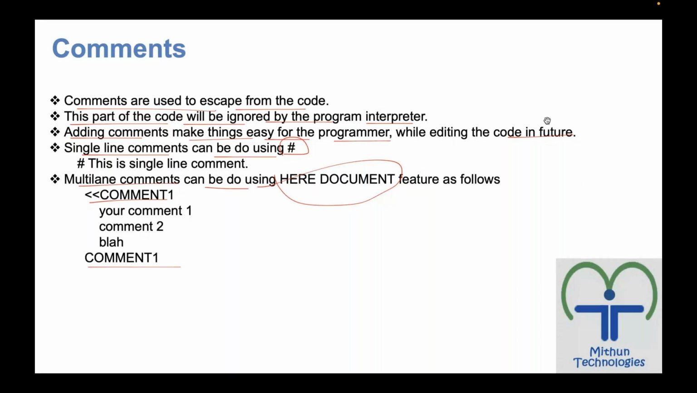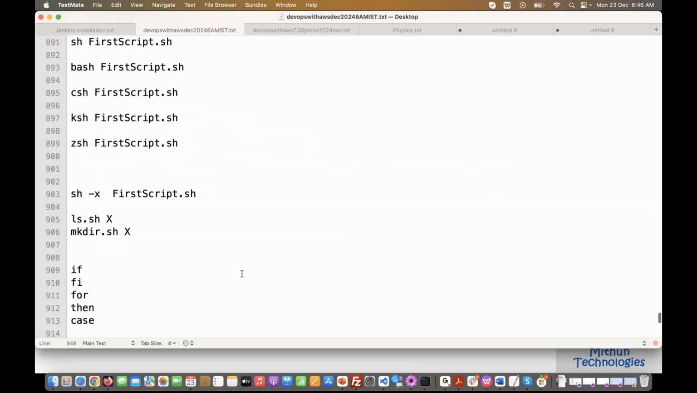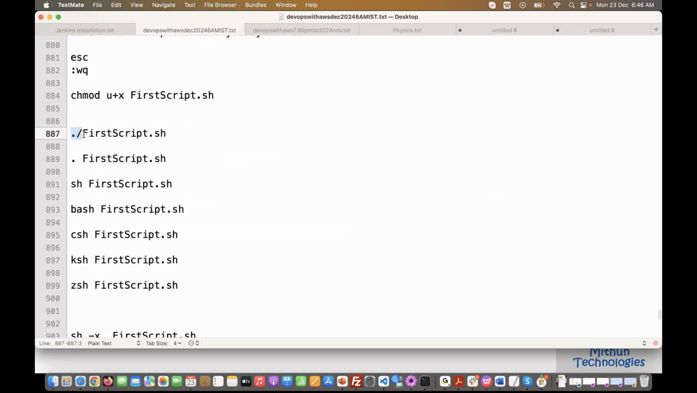So Vishnu also asked what is the difference between sh and dot slash, the different ways of running. Here, with dot slash, in the current directory first script.sh is there and you can run it. But if you try to run it like this, it is not going to run. Why? Because in this case we don't have execute permissions for this particular file.